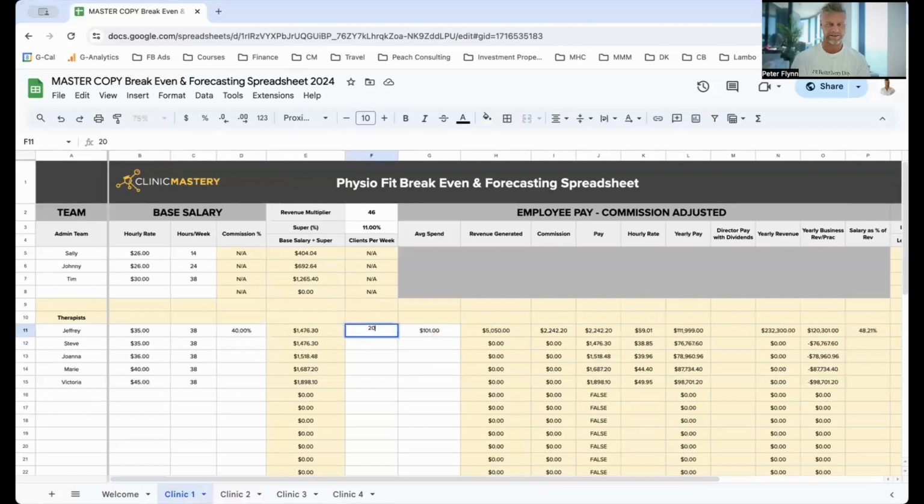Now, if they were to see 20 clients, you would see that their commission amount, 40%, would be $896, which is lower than this. And so they would get paid their base salary.